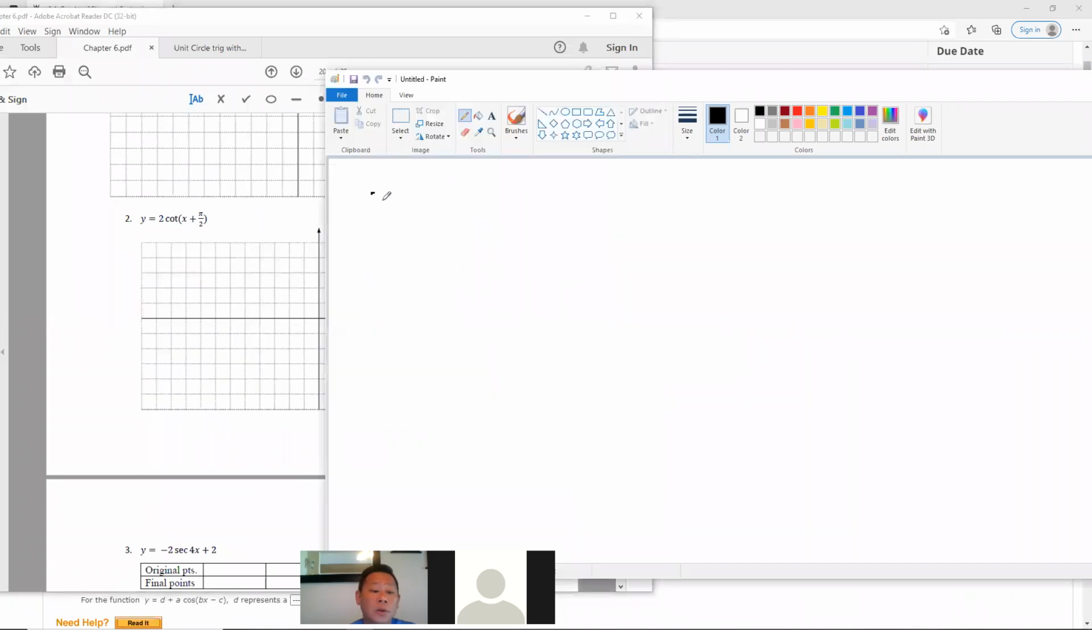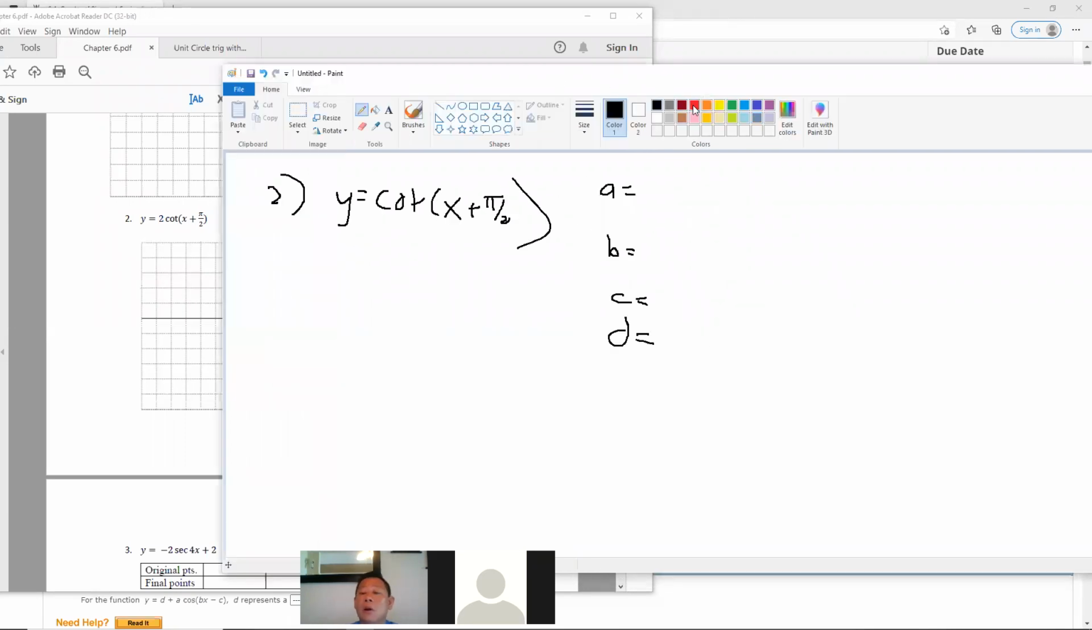So in order for us to do the cotangent graph, it's kind of the same thing we did in the tangent graph, which is same as your sine and cosine. Figure out your A, figure out your B, figure out your C, and figure out your D. So go ahead, look at this question 2 here. Tell me what your A, B, C, D is.